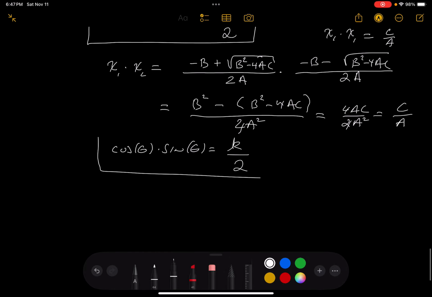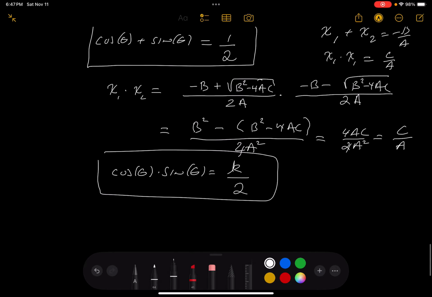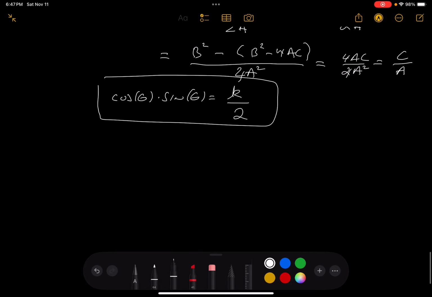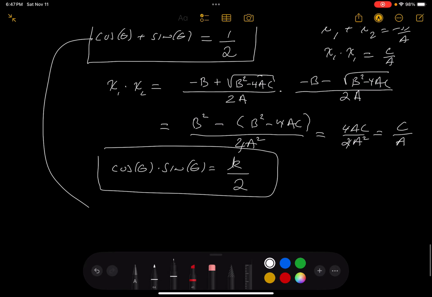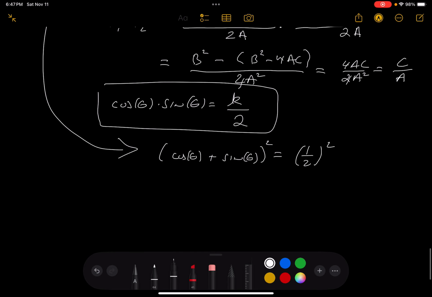All right, this is another important fact. But again, I've got two unknowns at this point, theta and k. So what I want to do is try to eliminate one. The way I'm going to do that is take this first equation here and square both sides. If you do that, I'll write that down for you: cosine theta plus sine theta, we'll square this side, and we'll square the other side. Let's go through that. What do you get there?